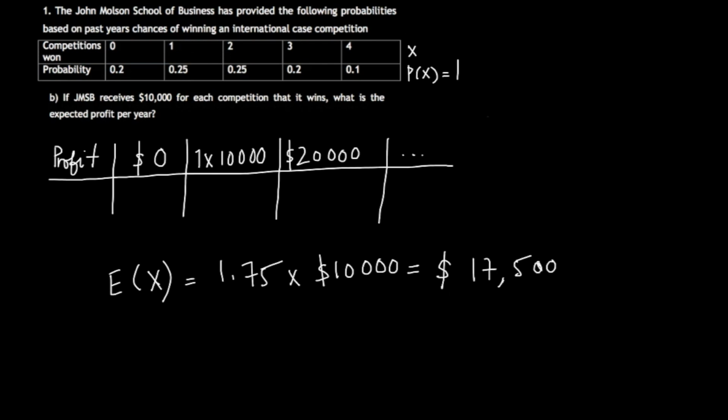All right? So I'll recap that just to make sure everyone understood. They want to know what is the expected profit per year. So what do we have already? From part A, if we want to take the shortcut, we know that the expected number of competitions won per year is 1.75. And we make $10,000 per competition. So if we multiply the amount we make per competition, the $10,000, times the amount of competitions we expect to win, we get $17,500, which is our expected profit.